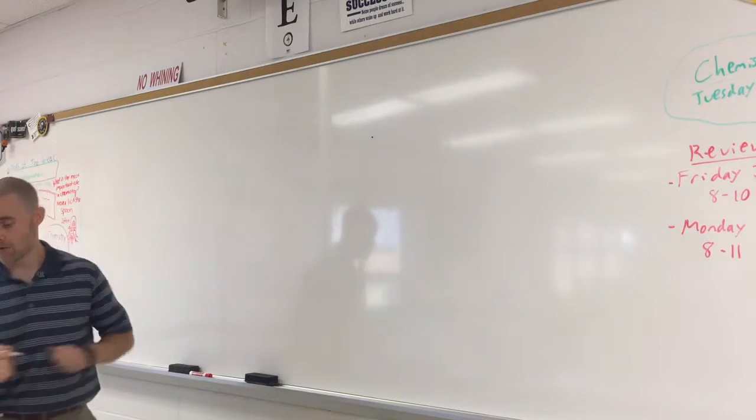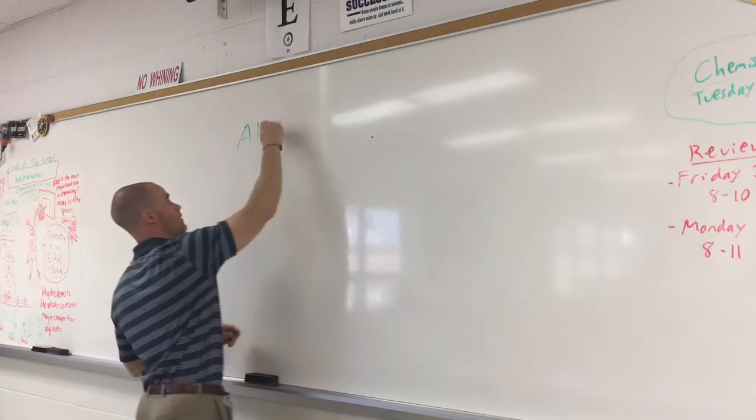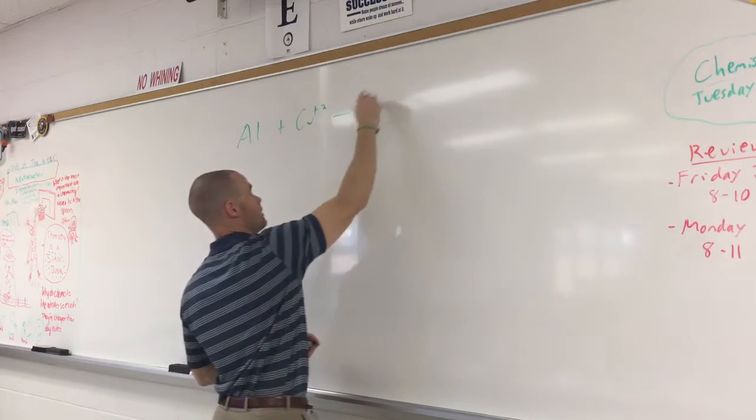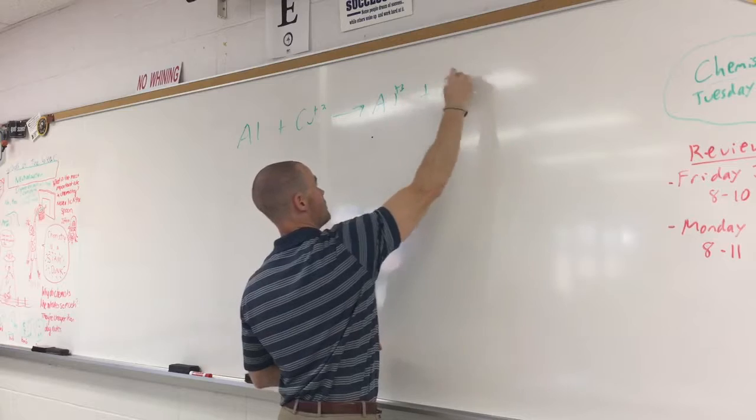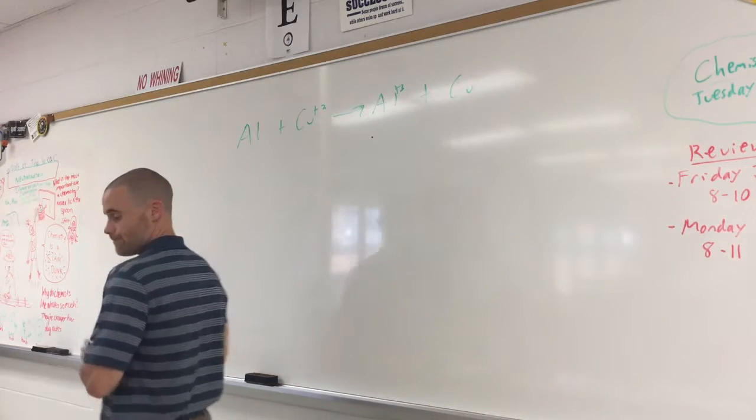Second one. So I'll write the overall equation. Al plus Cu +2 yields Al +3 plus Cu. Okay, who can balance it?